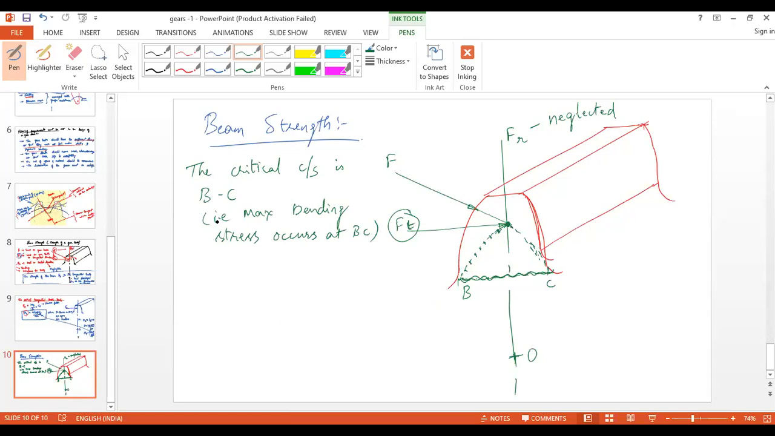Now that maximum bending stress is given by the equation sigma_b equal to My by I. Is it correct? Can I use this equation? Yes, sir. You have been using this equation from long back, right?